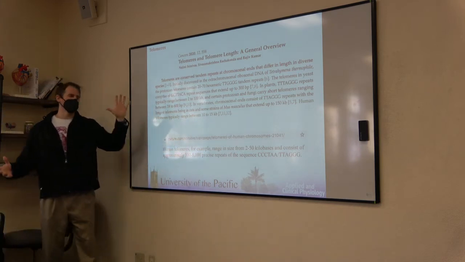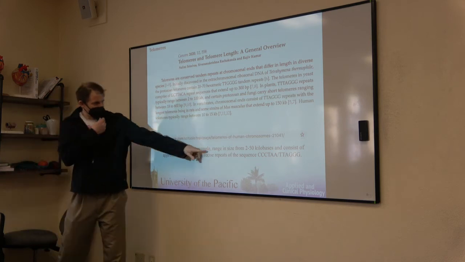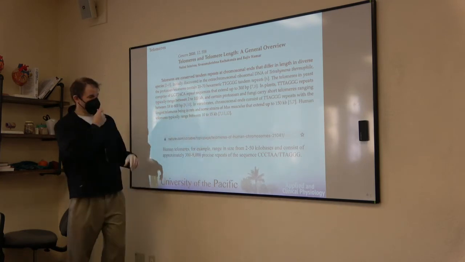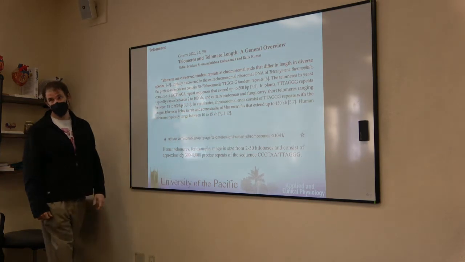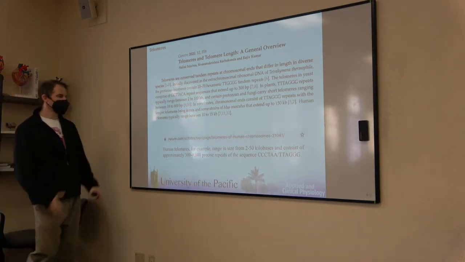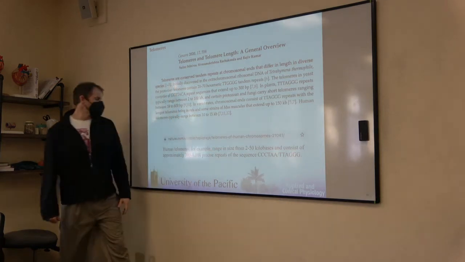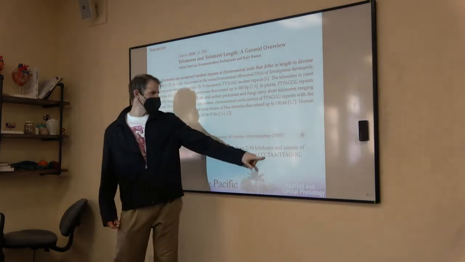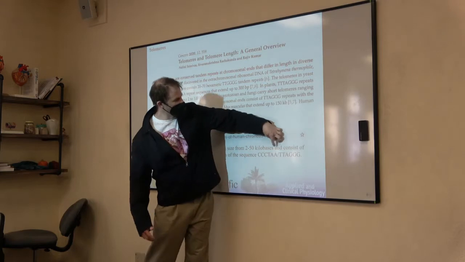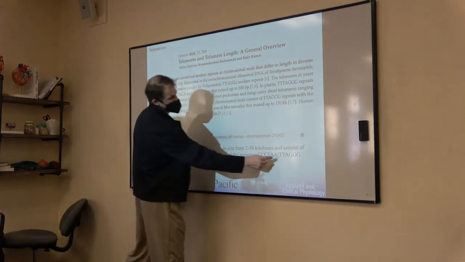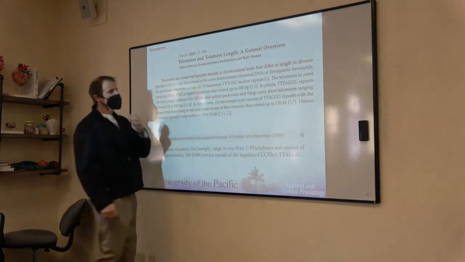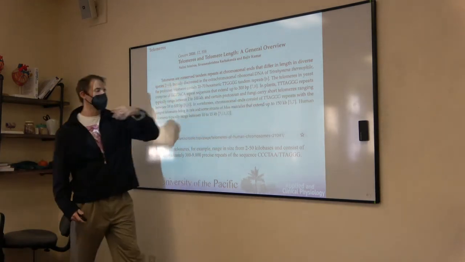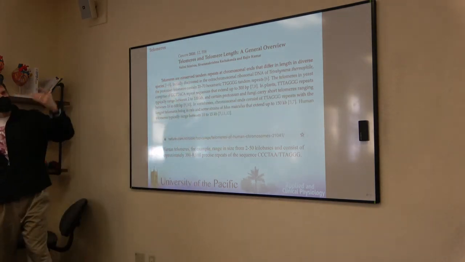Now from Nature, one of the top journals in the world, human telomeres range in size from 2 to 50 kilobases, 50,000 base pairs, so 10 to 15 is usual, and consist of approximately 300 to 8,000 precise repeats of the sequence CCCTAA, right? Just if you flip it over, TTAGGG. That's usually how it's written. TTAGGG, TTAGGG, just over and over and over.